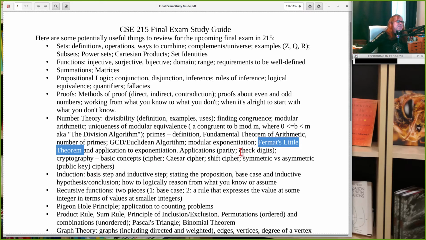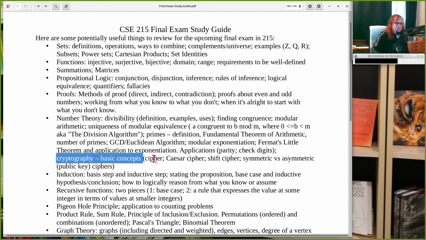Applications. We talked a little about parity and check digits. We talked a lot about cryptography. Main things I want you to know from cryptography: the basic idea of encryption or a cipher, right? Change something into another form. Caesar cipher is a shift cipher, where you just add or subtract something from each letter. There are substitution ciphers where you just replace, and we talked about a number of versions of that.